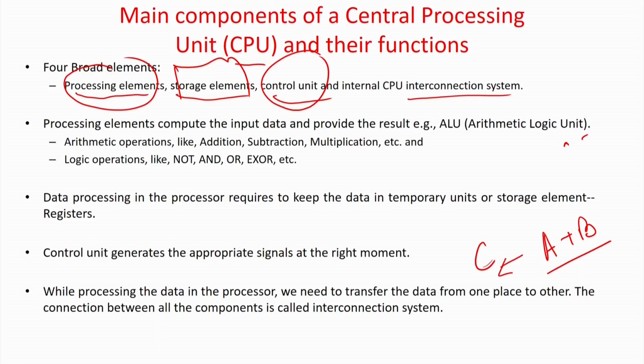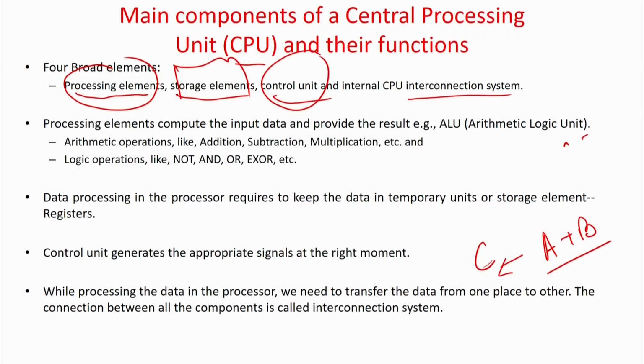Now as I told you, the processing element computes input data and provides the result. That is the basic arithmetic and logic unit. They do a lot of arithmetic operations like addition, multiplication, subtraction, and logical operations. Data processing in the processor requires keeping the data in temporary units or storage elements called registers. So this has to be remembered: when I talk about registers, or memory internal to the CPU, basically they are something called registers.